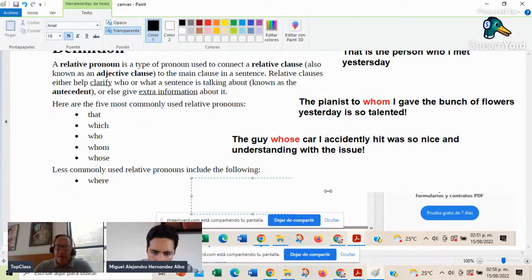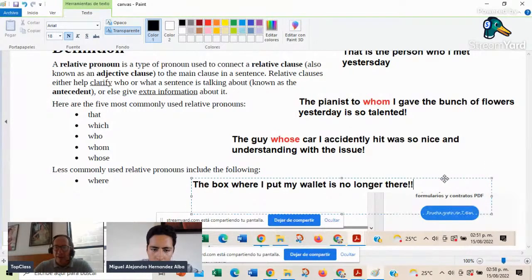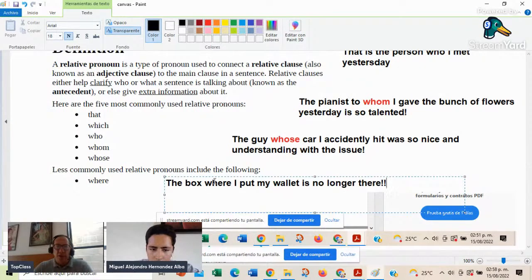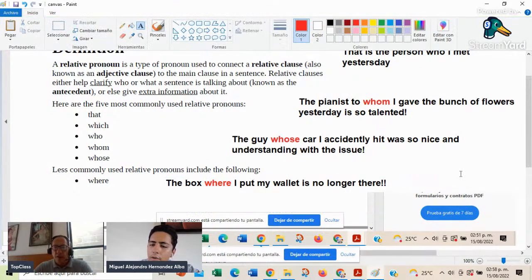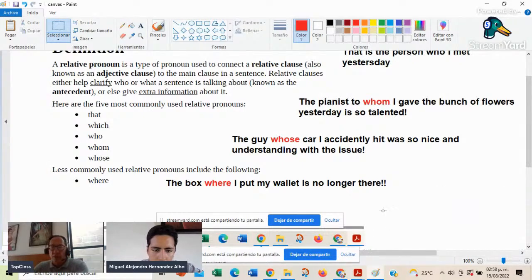Okay. Can you read this, please? The box where I put my wallet is no longer there. Okay. How do you translate this to Spanish?